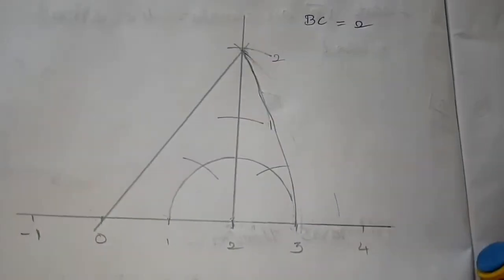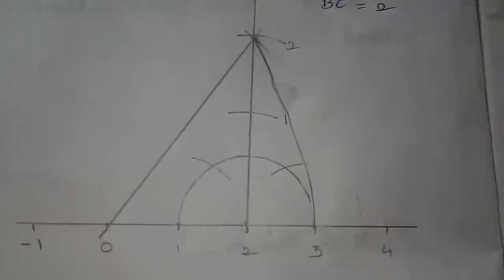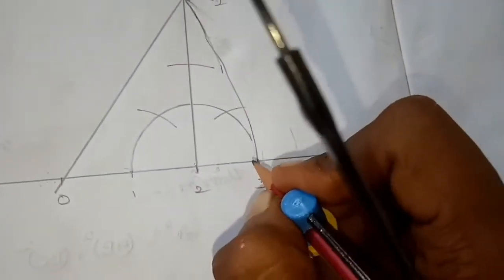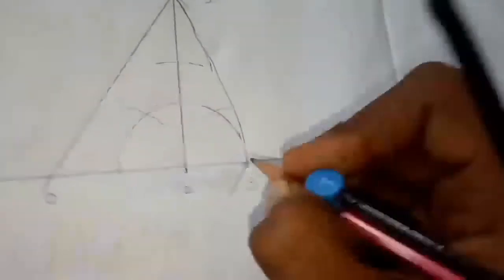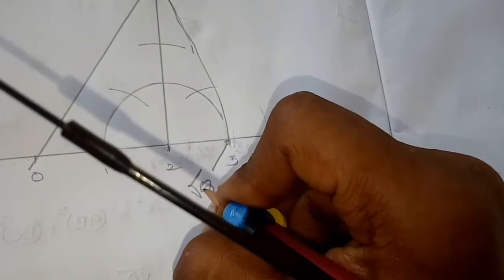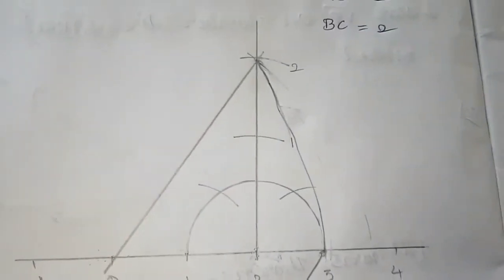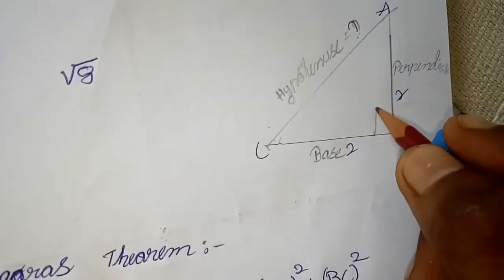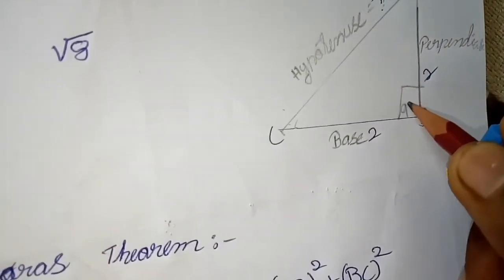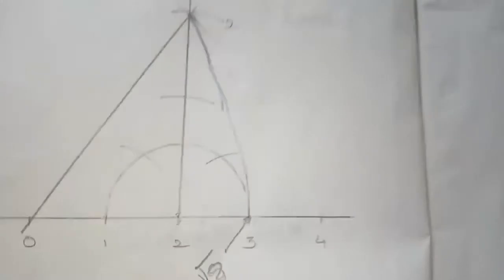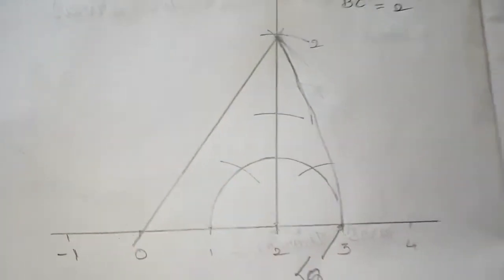Now you have one doubt. After doing this work, where is the root 8? This is the root 8. This is the root 8. Okay friends, in this one, this is the 90 degrees. That's why we take it like this. This is called the Pythagoras theorem.